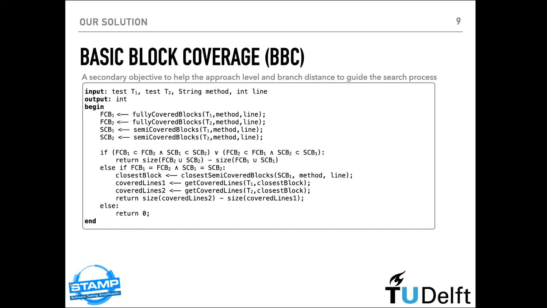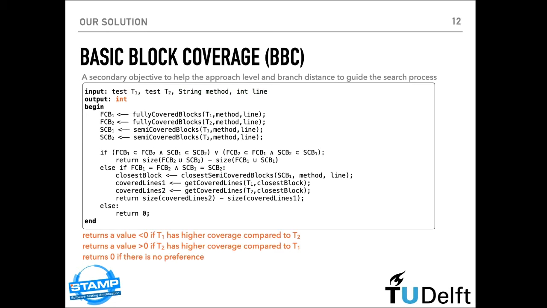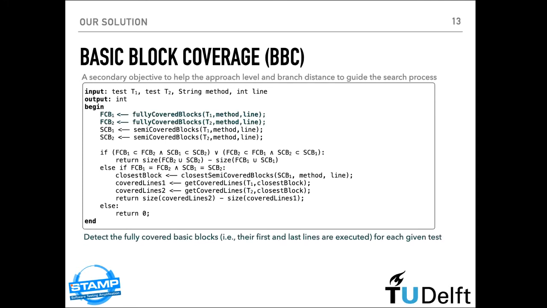Since BBC is a secondary objective, it is only used when we have two test cases with the same value for our line coverage fitness function. So the inputs are two test cases with the same fitness function value, and also the target method and target line. And the output is an integer. If BBC returns a negative value, the first given test is closer to the target line. If it returns a positive value, it is the opposite and the second test is closer. And if the returned output is 0, we don't have any preference for these two tests. Let's see how BBC works.